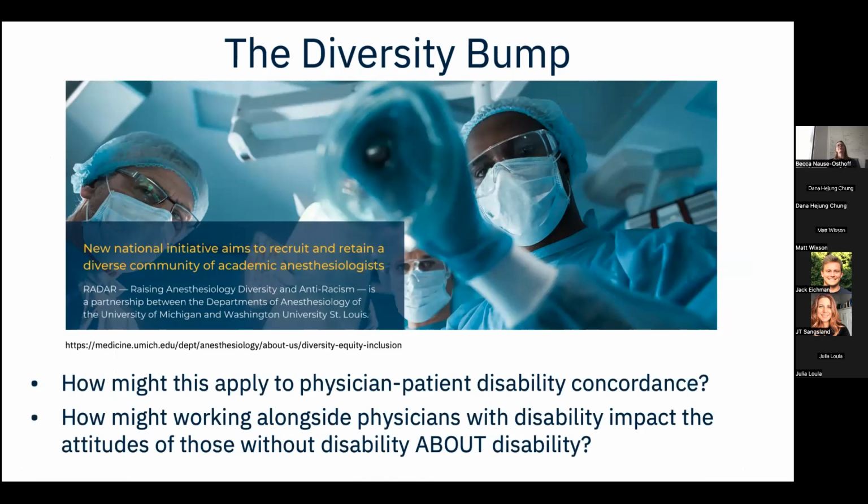And then even beyond the positive effects that physicians with disabilities might have on patients with disabilities, there's also evidence that close relationships between non-disabled and disabled people can change attitudes about disability. And so that could create a really positive ripple effect throughout our patients.